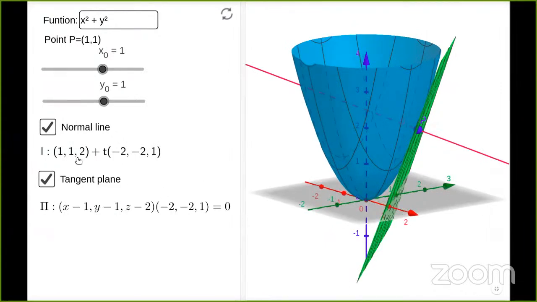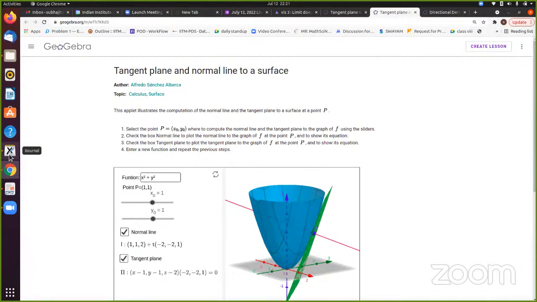So you can see the normal line. This is the equation of the line we are talking about, using a parameter, and this vector -2 comma -2 comma 1 is basically the gradient vector we are talking about, along with -1 at the third coordinate. Okay, fine. So, sir, here P is the point 1, 1, 2. The point was 1 comma 1, and if we put 1 comma 1 here, we will get 2. So that is our point.